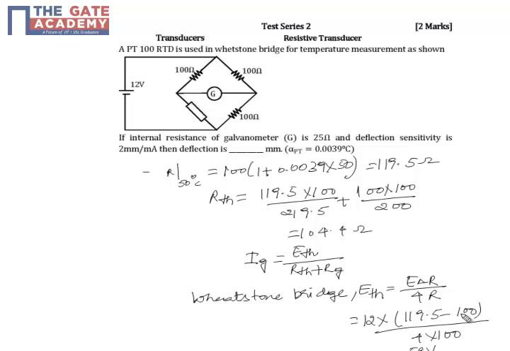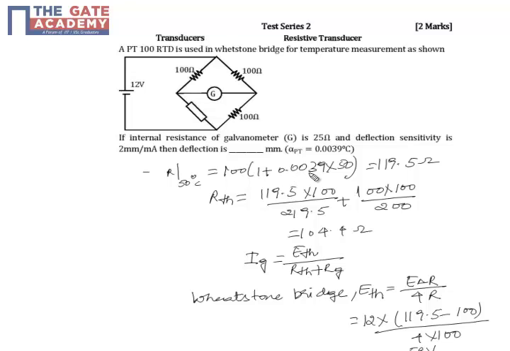You can clearly see that for 50 degrees centigrade the bridge is not balanced. Clearly it is unbalanced. Whenever the bridge is unbalanced, we have current flowing through the galvanometer and hence the deflection. So we need to calculate what the deflection in mm will be when the RTD is exposed to 50 degrees centigrade.